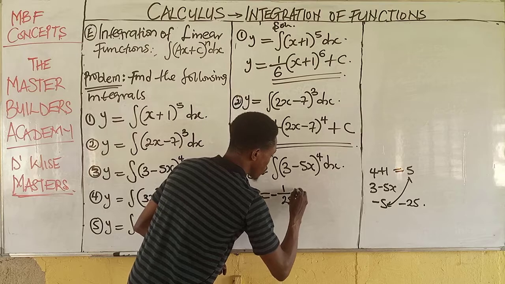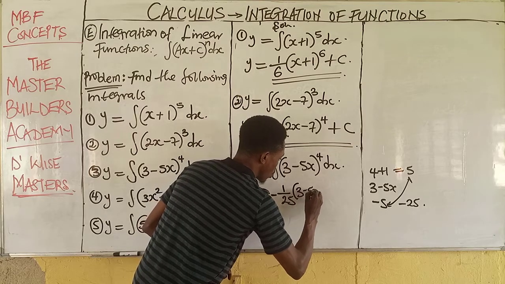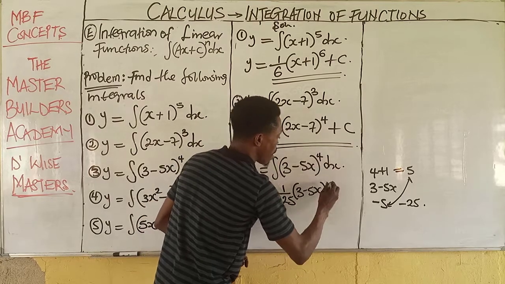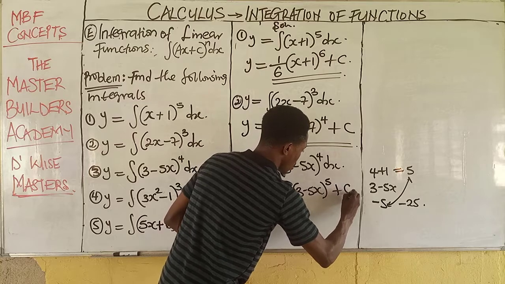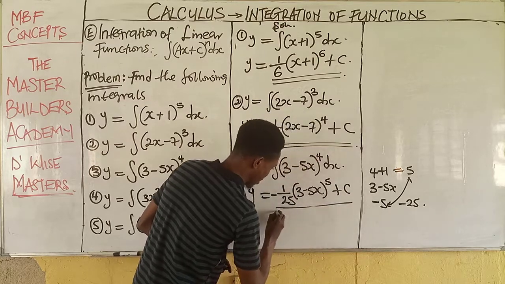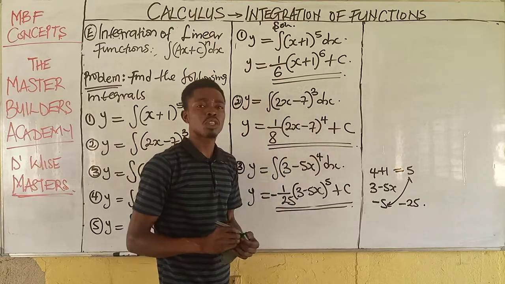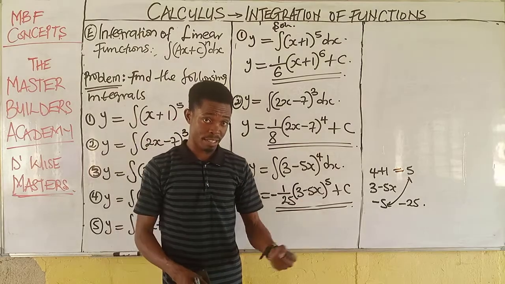Then repeat this function, 3 minus 5x. Increase the power by 1. This becomes 5, plus c. This is the answer to this question. I hope this lesson is very, very interesting.